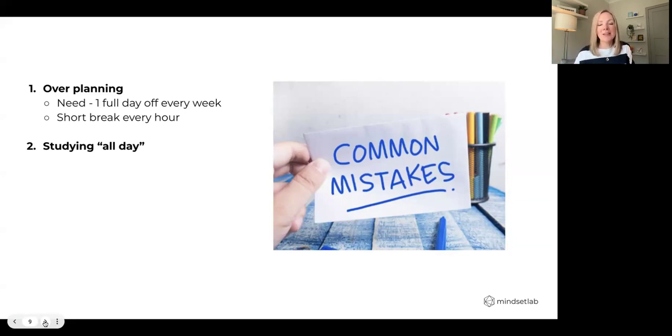And I also see parents making study plans for their teens where they're starting to study at 9 o'clock in the morning and they're not going to finish until 5 or 6 o'clock in the afternoon. That's like a working day. That should be absolutely fine.